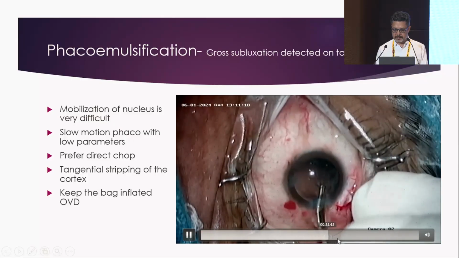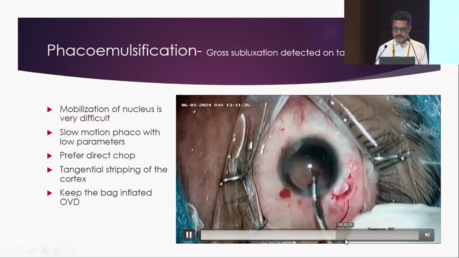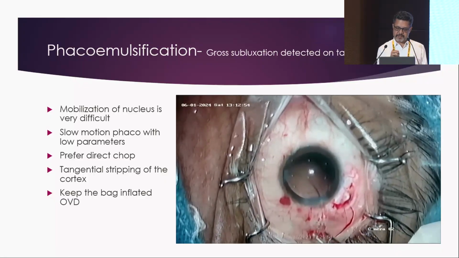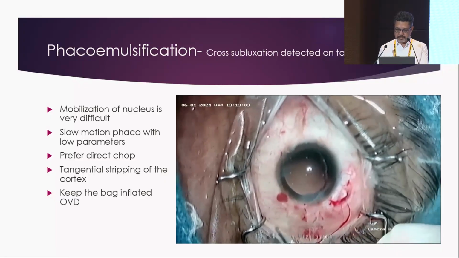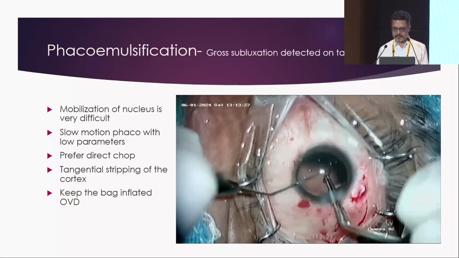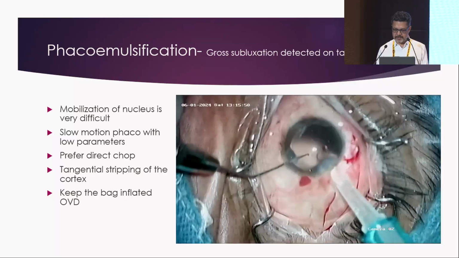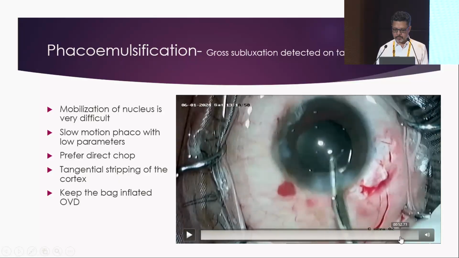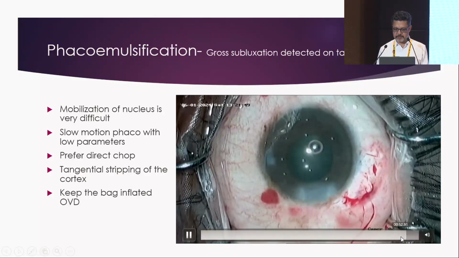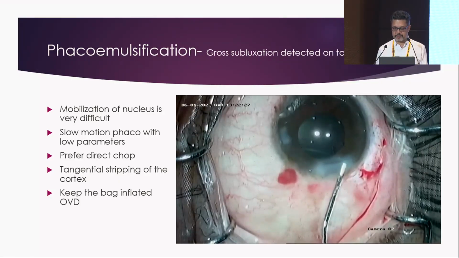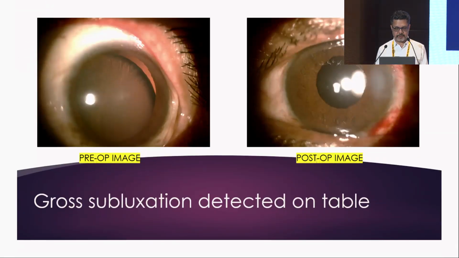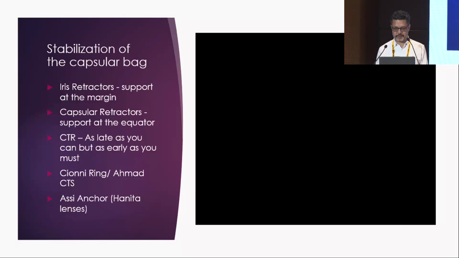We implanted the CTR, and cortical aspiration is again tricky. You have to do the tangential stripping. So I used the Simcoe cannula, which I preferred. After implanting the CTR, we implanted the single piece intraocular lens, and you must check the vitreous at the end of the surgery by staining with the triamcinolone. So this is the intraoperative and this is the post-operative image.